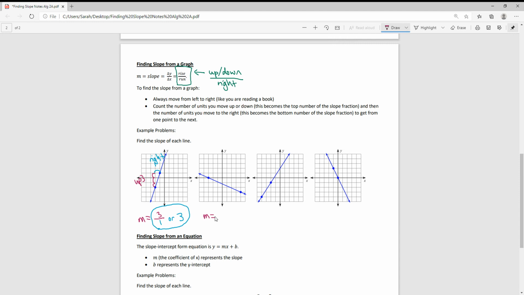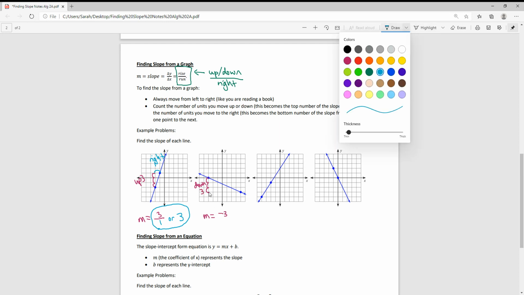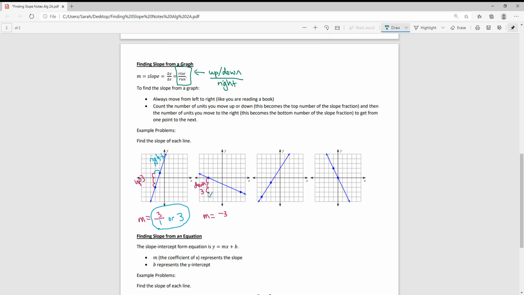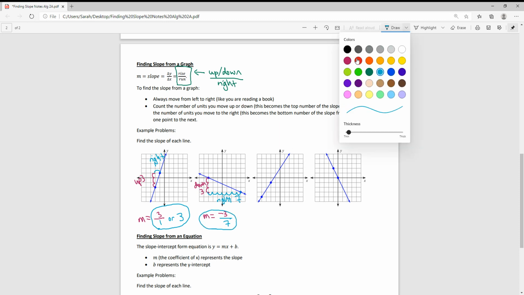For the next one, notice to get from the point on the left to the point on the right, I'm going down, so I'm going to have a negative slope. To get from this point to the next one, I'm going down 1, 2, 3. Since I went down 3, the top number of my slope is negative 3. How many am I moving to the right? I'm going 1, 2, 3, 4, 5, 6, 7. So the bottom number of my slope is 7. That fraction does not reduce. My slope is negative 3 over 7.